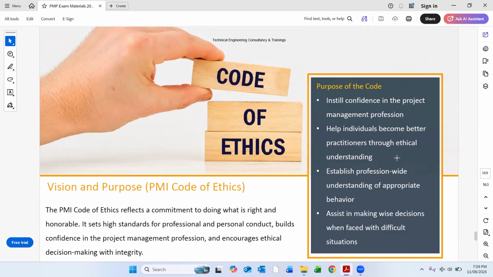Help individuals become practitioners through ethical understanding, establish profession-wide understanding of appropriate behavior, and assist in making wise decisions when faced with difficult situations. So these are all the purpose of the code: that we should have confidence in the project management profession itself, and we should help individuals to become better practitioners and understand the ethical part of the PMI or the PMP. And we should be professional, and we should assist in wise decisions when faced with difficult situations.